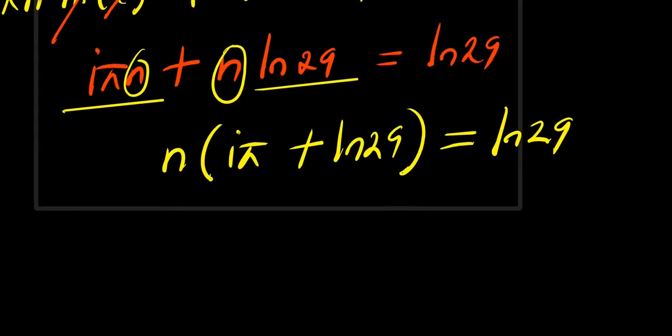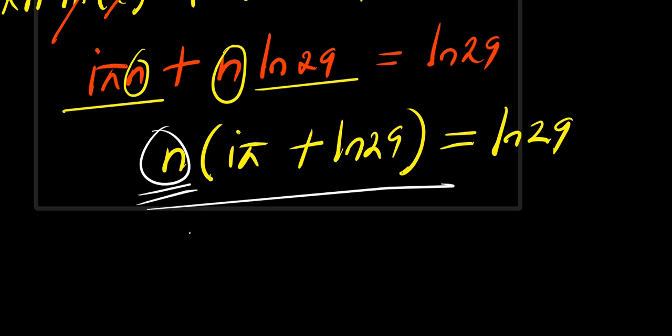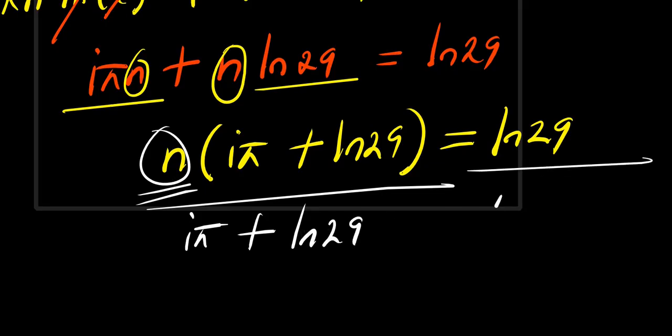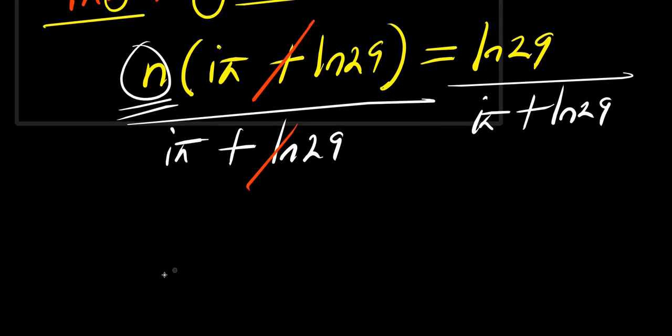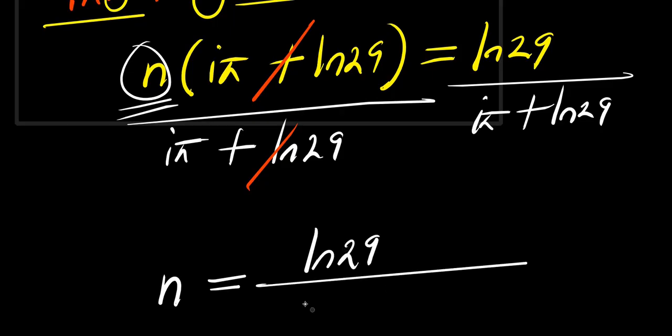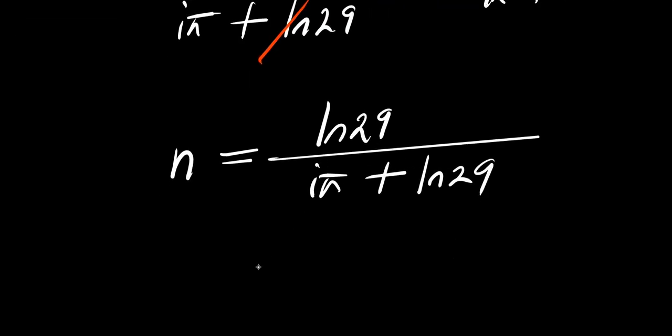So what I can do will be to isolate n by dividing this by i times pi plus the natural log of 29, and dividing this by i times pi plus the natural log of 29. This cancels this. I will simply have n equals the natural log of 29 divided by (i times pi plus the natural log of 29). So we can leave it this way as well.